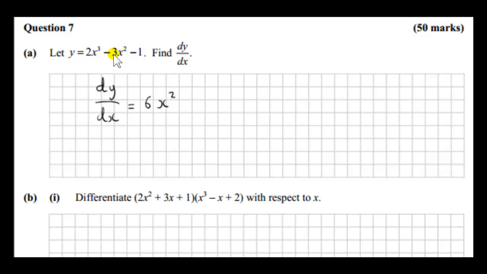Multiply the power by minus 3, so 2 by minus 3 is minus 6. Take 1 from 2 to get 1. The derivative of a constant is 0.